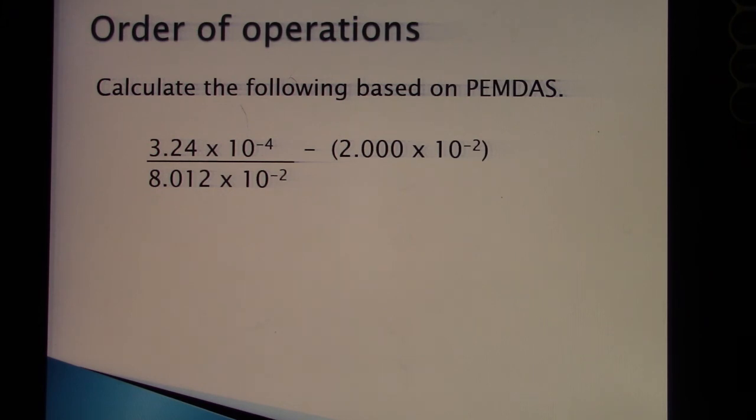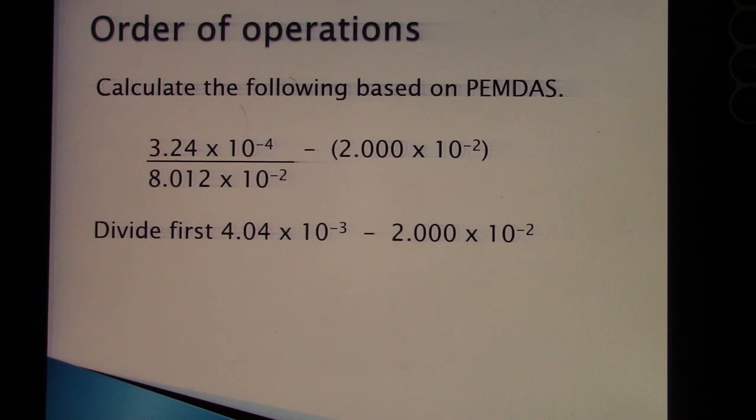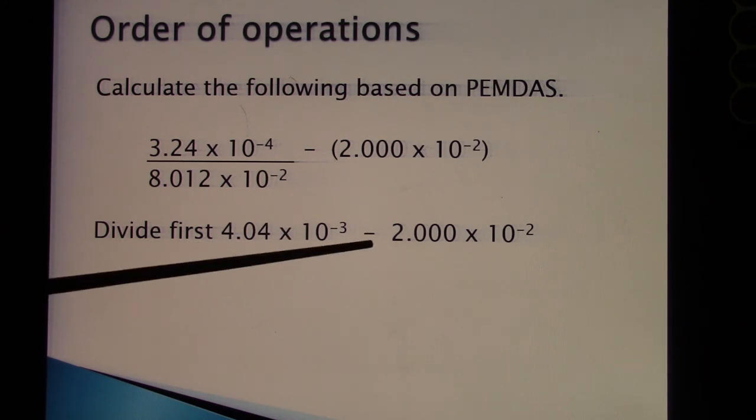What I would do first is do this division. This has 3 sig figs, that has 4. And then do the minus. Multiplication and division before addition and subtraction. So if I take these two numbers, divide it, that's what I get as my answer, minus that.